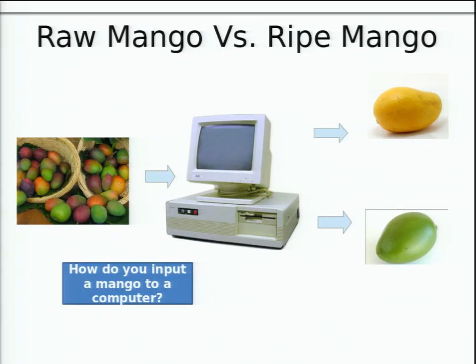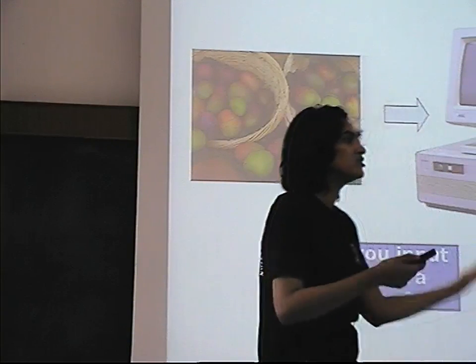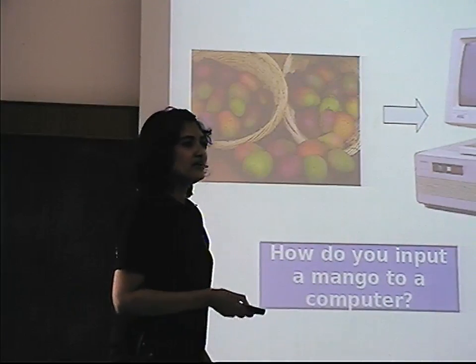So what kind of characteristics would you choose? Color? Softness, okay, nice. Smell, yeah. So these are all characteristics that you could choose to differentiate between raw and ripe mangoes, right?